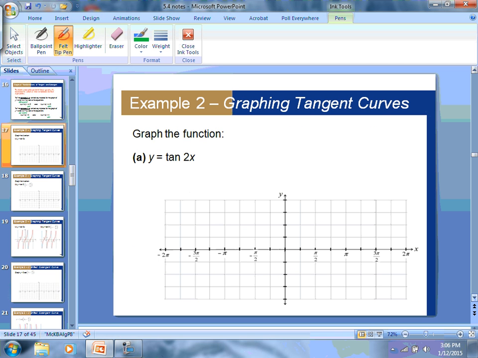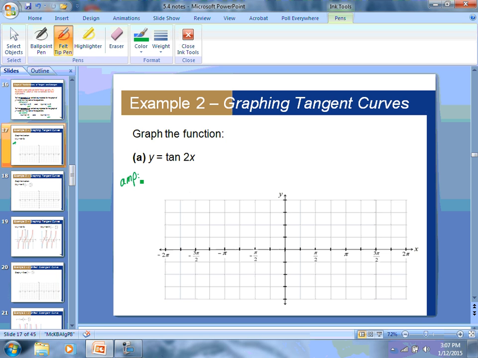Okay, so my example 2 has a part A and a part B. They're both going to be tangent graphs, and then in example 3, we'll do a cotangent one. Okay, so this is pretty basic. Tangent of 2x. Okay, now we don't really need to write down the amplitude. Like I said, amplitude is going to tell us how stretched and tall or how smooshed and compressed the actual curve is going to look. But we don't really have to focus on it too much when we're drawing our graph.